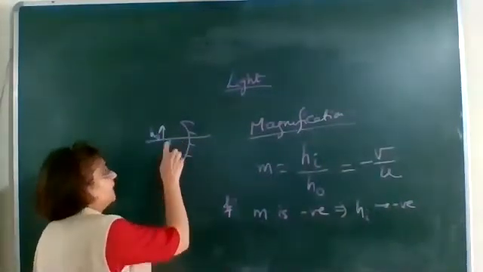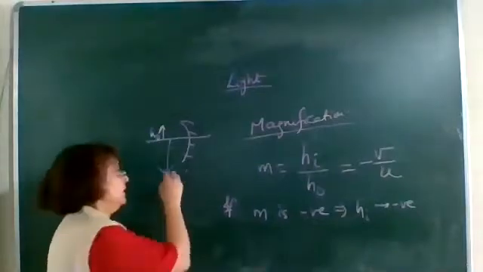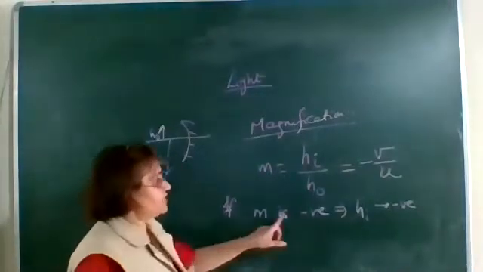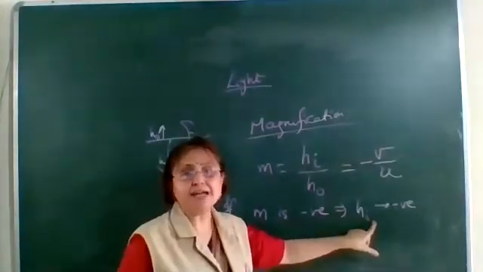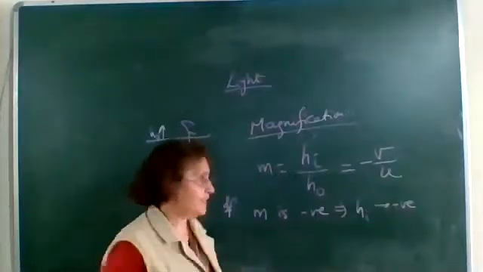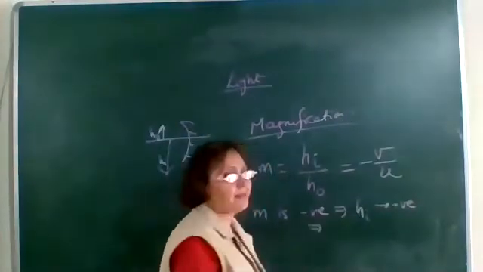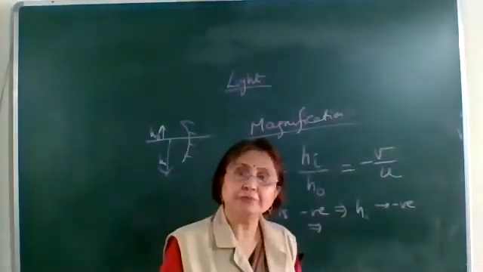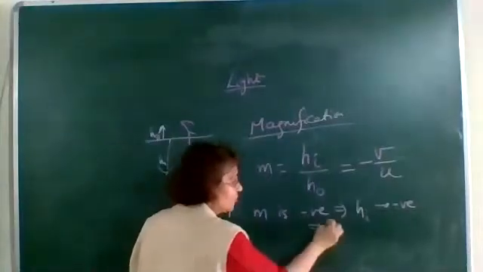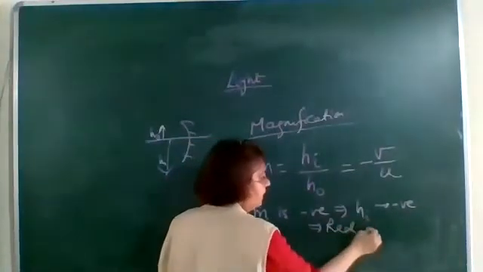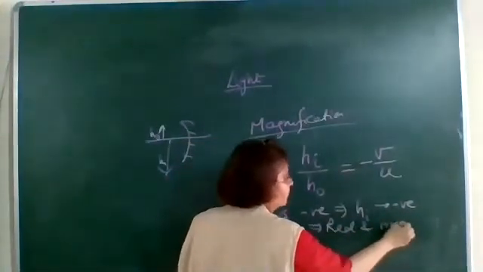So then the image formed is inverted. So magnification is negative. It means that the height of the image is negative. And when is the height of the image negative? When the image formed is real and inverted. So this implies that the image formed is real and inverted.